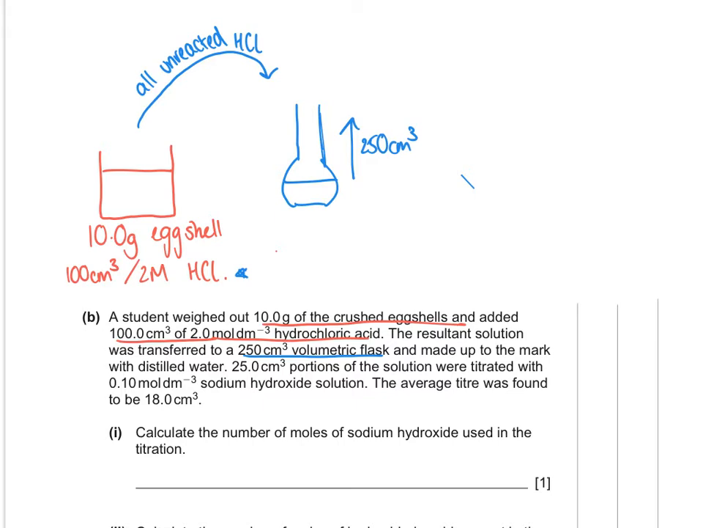Alright, then we are told that 25 centimetres cubed portions are titrated with sodium hydroxide. So what I'm doing is I'm taking 25 centimetres cubed, and remember this is still unreacted hydrochloric acid, and putting it in a conical flask.